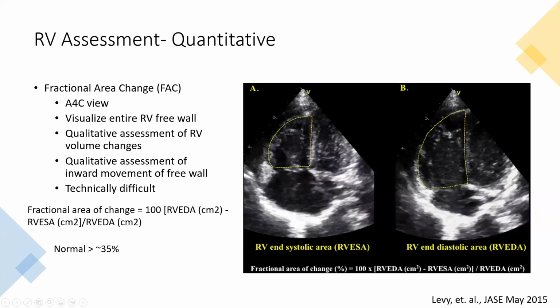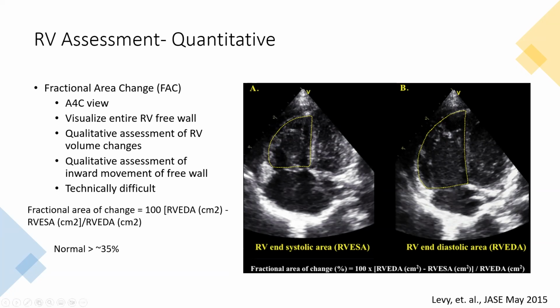So now we're going to move into some quantitative methods of right ventricular assessment. Again, I think the most applicable parts of this talk are qualitative, but it is nice to have some quantitative skills to add to your repertoire that can back up what you're seeing qualitatively. The first application we'll talk about is fractional area of change. This is not one that I use often. This is the quantitative method that I use least in right ventricular assessment.